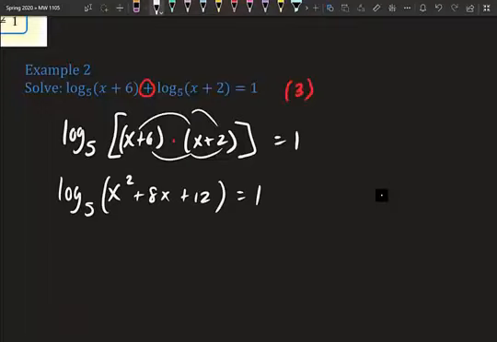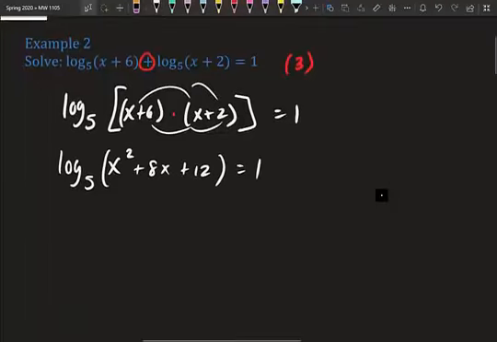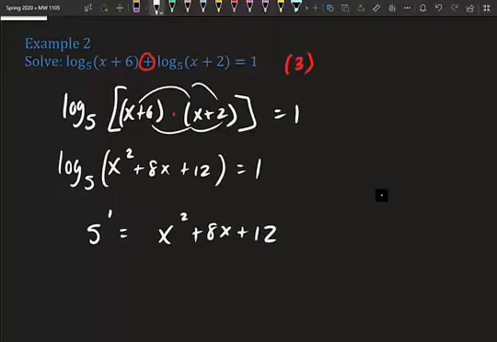Alright, now that we're here, we only have one logarithm. Whenever you have one logarithm, switch it to exponent. You see we only have one logarithm here, the whole thing. So switch it to exponent. We have 5 to the power of 1 equals x squared plus 8x plus 12. We know what 5 to the power of 1 is. It's 5.